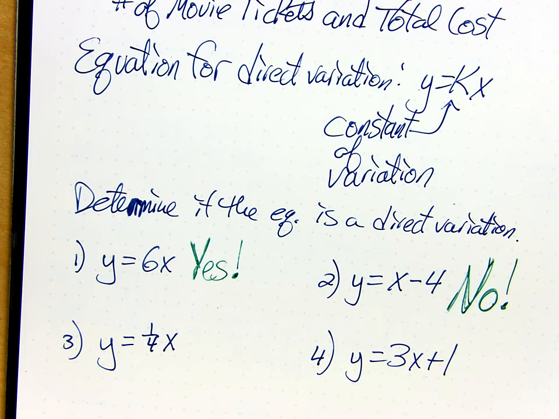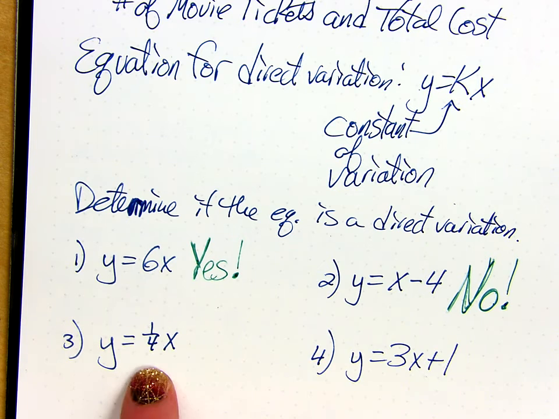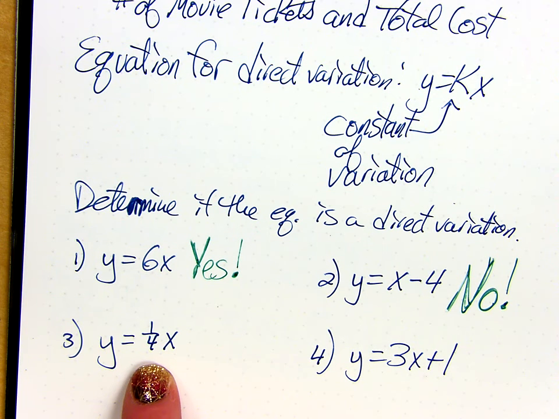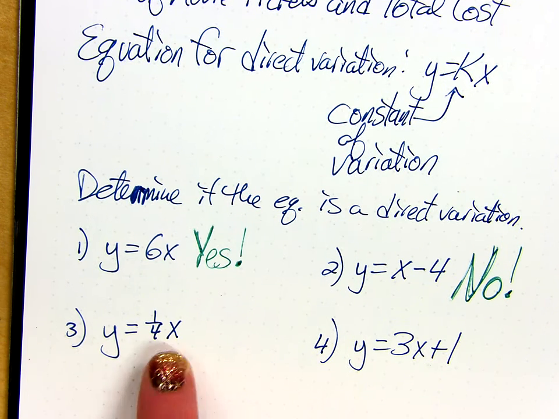What about 3? Oh, Pablo's quick to say yes. Think on this one. Do you have y equals some number times x? Yeah, it doesn't matter that that number happens to be a fraction. It still is y equals some number times x. So that is a yes.